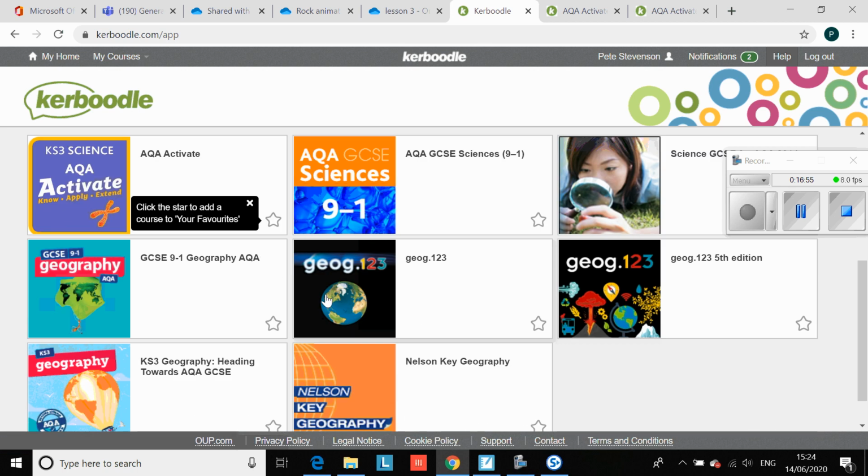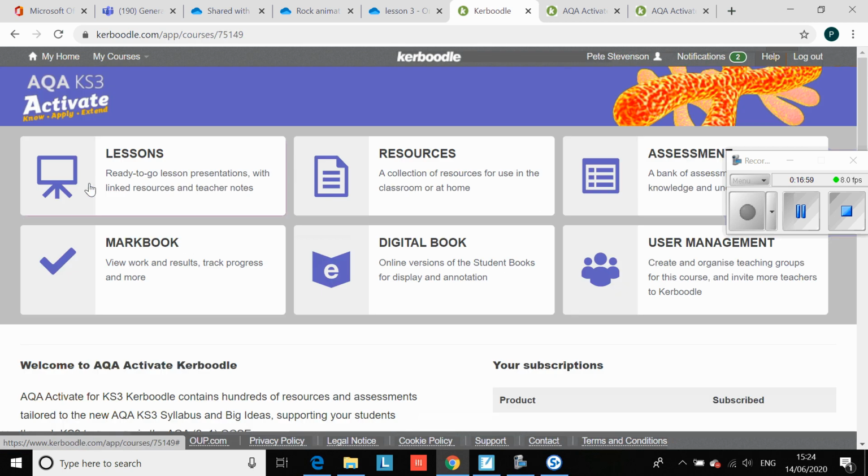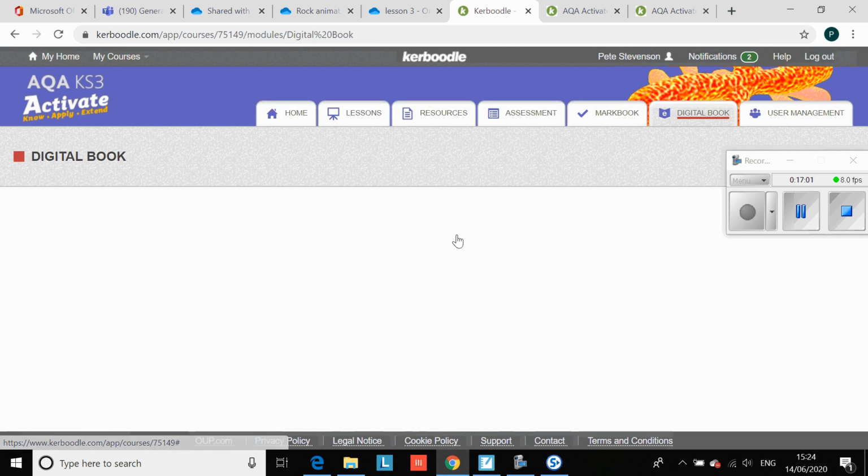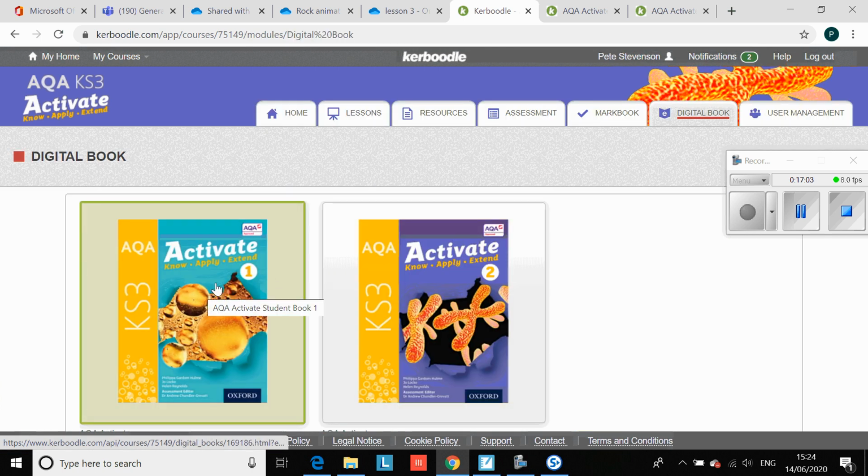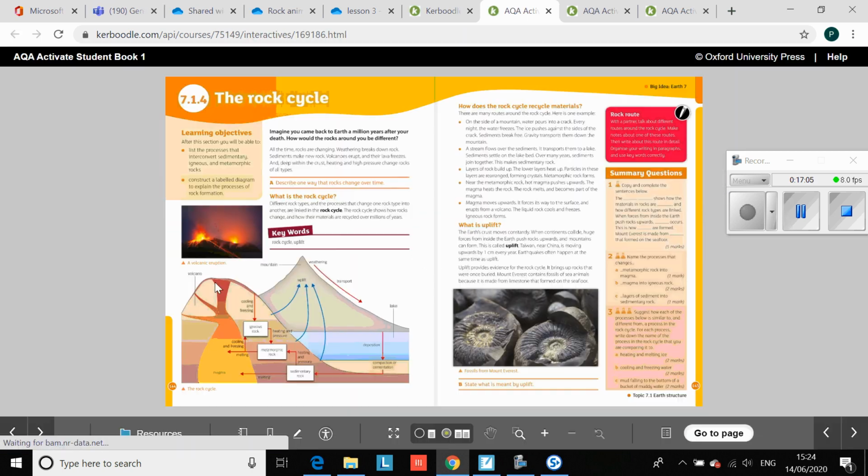Easy as pie. You log in to Key Stage 3 Science. It's the first one here. There it is. Digital book, book number 1, page 144. You can see it there at the bottom. All right. I'll be online, so if you have any problems logging in, I will help you, but hopefully that is clear. If you need to check the instructions again, please do so. Otherwise, good luck.